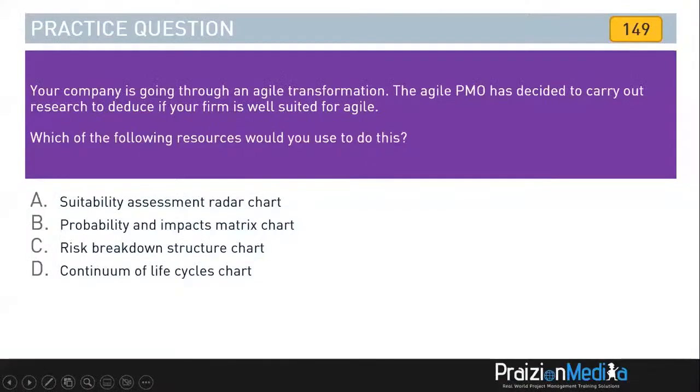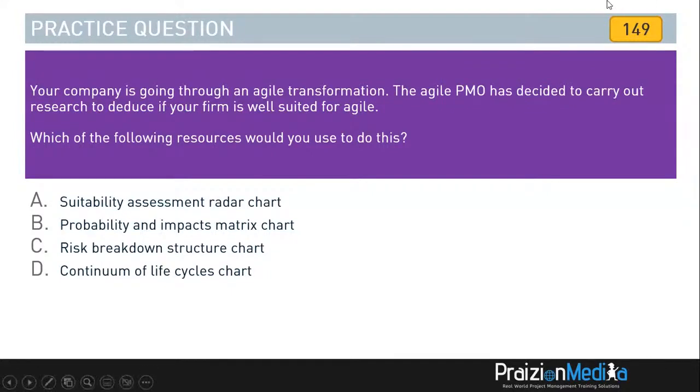Your company is going through an agile transformation. The Agile PMO has decided to carry out research to deduce if your firm is well suited for agile. Which of the following resources would you use to do this? Is it A, suitability assessment radar chart? B, probability and impacts matrix chart? C, risk breakdown structure chart? Or D, continuum of life cycles chart? Do hit the pause button if you need more time.